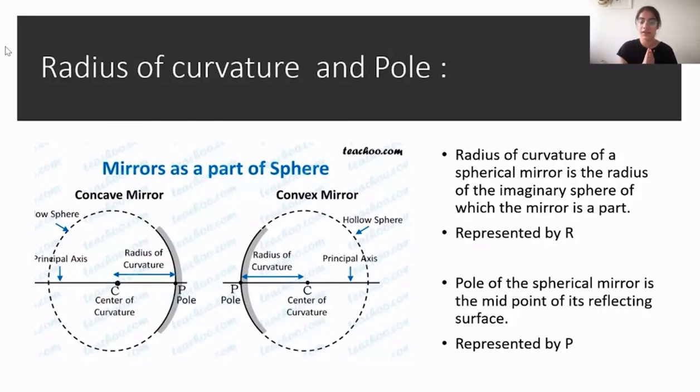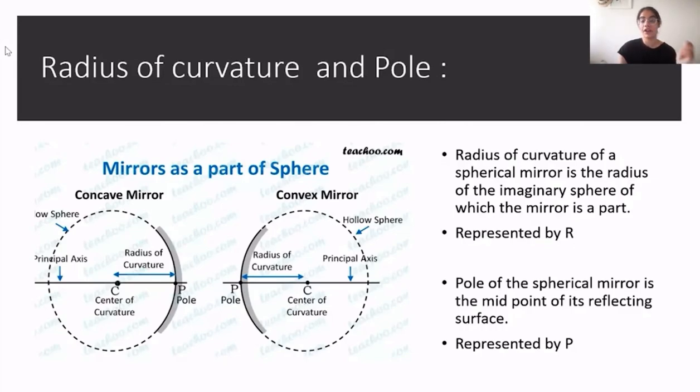If you see, the point which divides this mirror into two equal halves is termed the pole of the mirror. The pole of the spherical mirror is the midpoint of its reflecting surface. Hence, we have a pole of a convex mirror and a pole of a concave mirror. It is represented by capital P and it divides your spherical mirror into two equal halves.